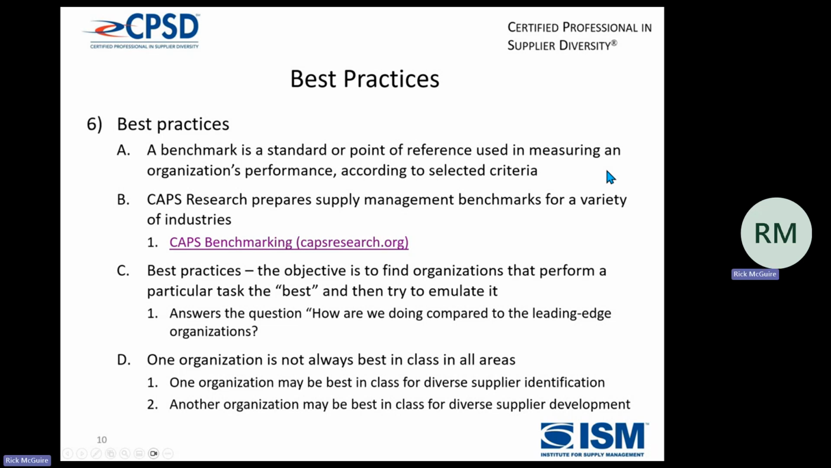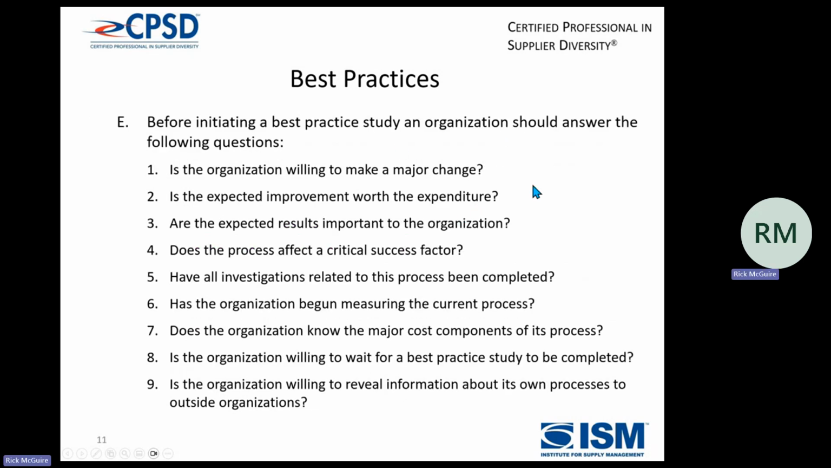Before initiating a best practice study, an organization should answer the following questions. Are you willing to make changes? Is the expected improvement worth the expenditure? Are the expected results important to the organization? Does the process affect critical success factors? Have all investigations been completed? Has the organization begun measuring anything? Does the organization know the major cost components? And is the organization willing to wait for the best practice study? Is the organization willing to reveal information about its own processes to outside organizations?